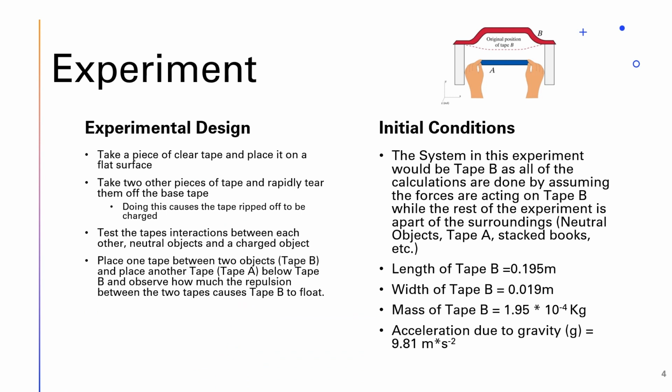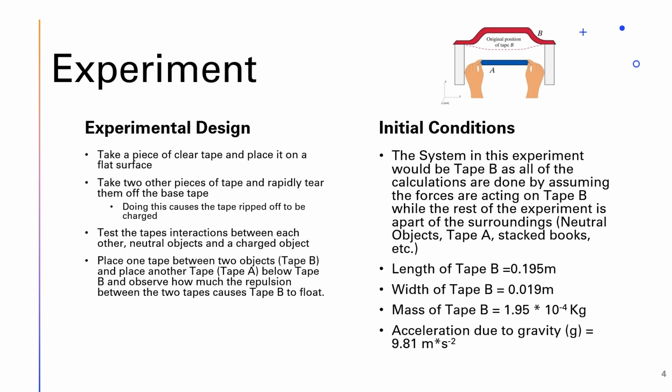Take a clear piece of Scotch tape, take a second clear piece of Scotch tape, rip it off rapidly, charging it, and then we place it on top of the Scotch books. Do that a second time to remove a second piece of tape below it, and it will cause it to float. Top piece is tape B, bottom piece is tape A. Last time we tested neutral objects with it and also a charged object, and this time we're instead going to be focusing in on just the electric force of it. The system is the same as last time.